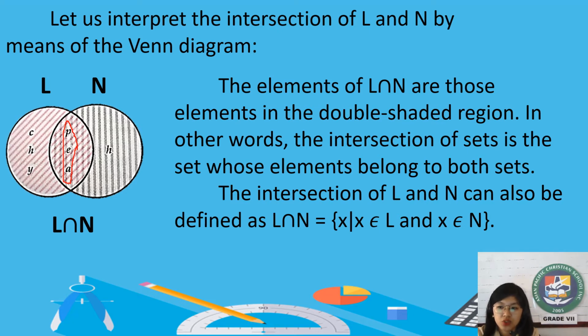In other words, the intersection of sets is the set whose elements belong to both sets. The intersection of L and N can also be defined as L intersection N is equal to the elements of X such that X is an element of L and X is an element of N.